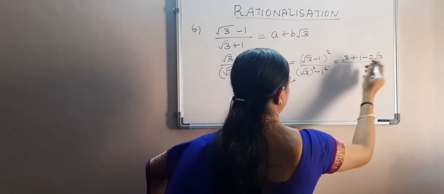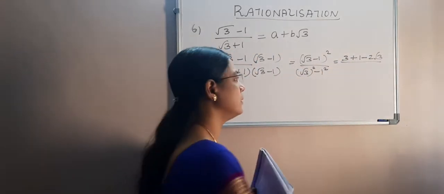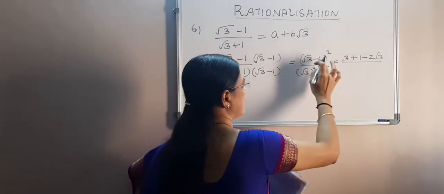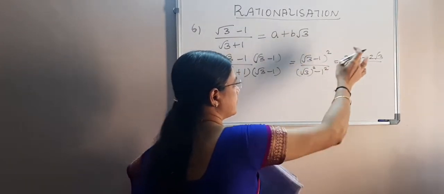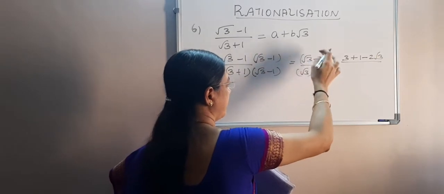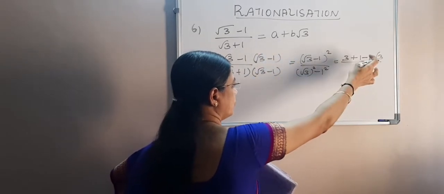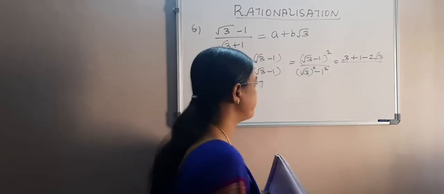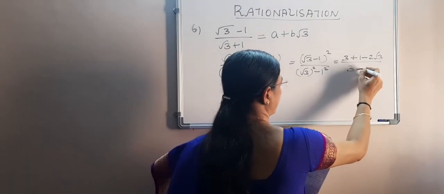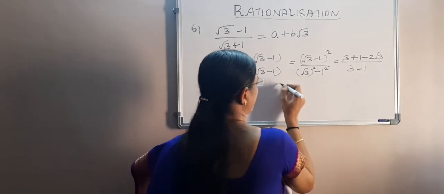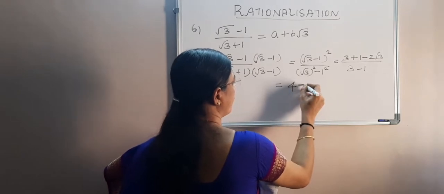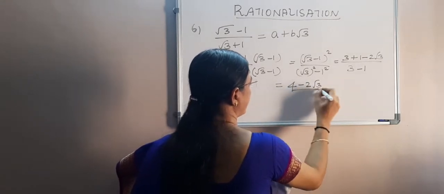So how does this happen? This is a minus b the whole square. So a squared, root 3 squared is 3, plus b squared, 1 squared is 1, minus 2ab, 2 into root 3 into 1, that is 2 root 3. And in the denominator I have 3 minus 1. So the numerator will be 4 minus 2 root 3 divided by 2.